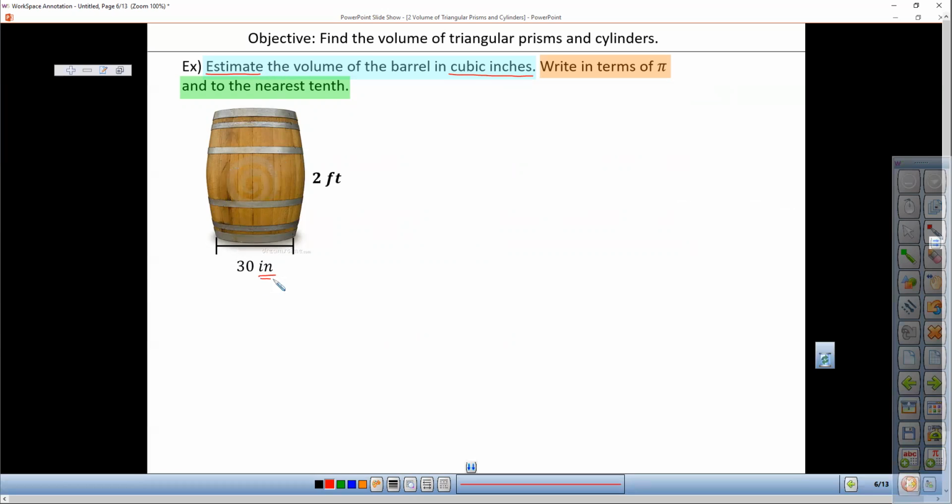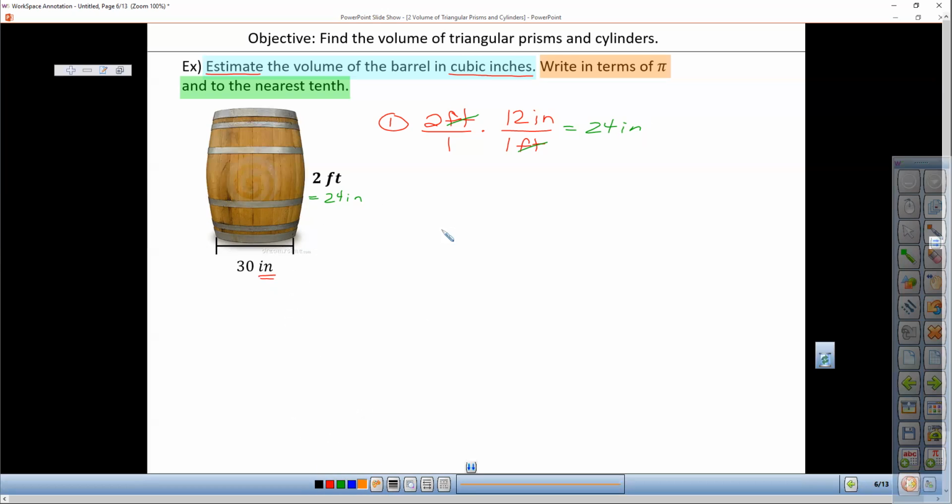So we want it in cubic inches. We have one measurement in inches, but our other is in feet. So the first thing we're going to want to do is take that 2 feet and convert it into inches. Our conversion ratio, remember, we want to get rid of feet, so we have feet in the denominator, 1 foot, and there are 12 inches in the numerator. Now the feet cancel, and we've got 2 times 12, which is 24 inches. You may have already known that, which is good if you know that mental math. So now, with the 30 inches, we've got everything in inches.